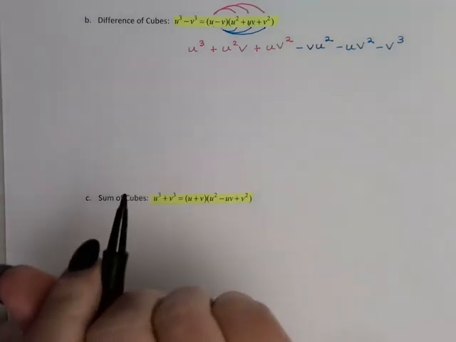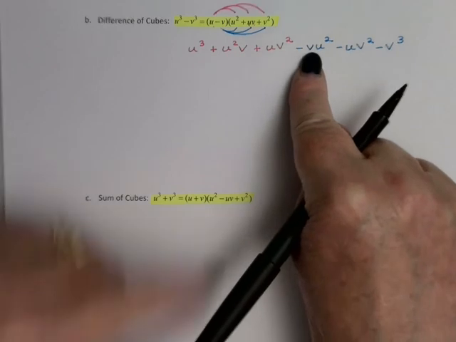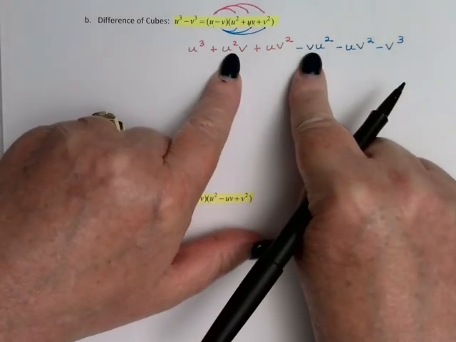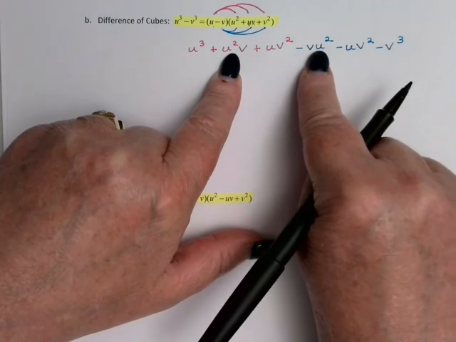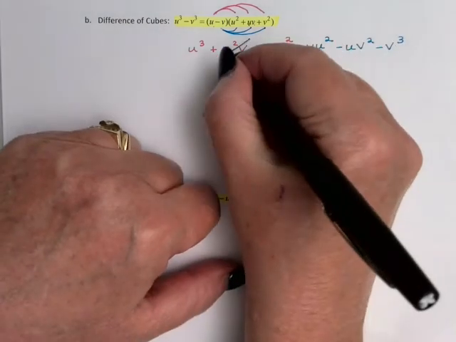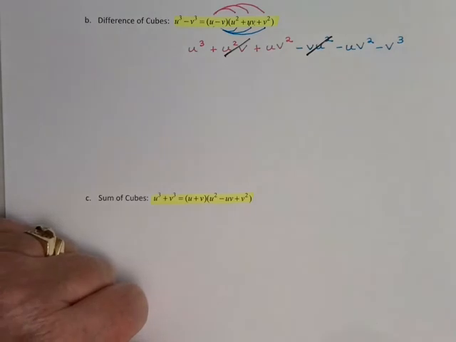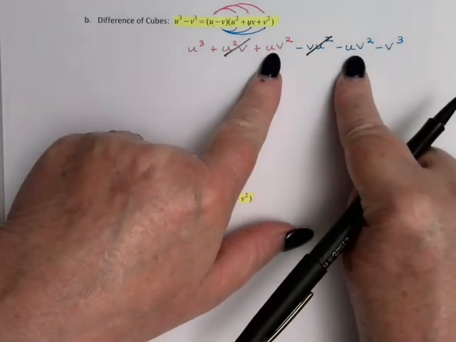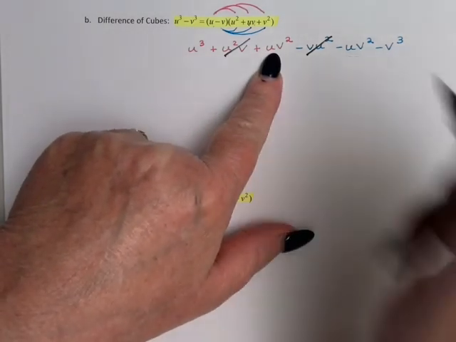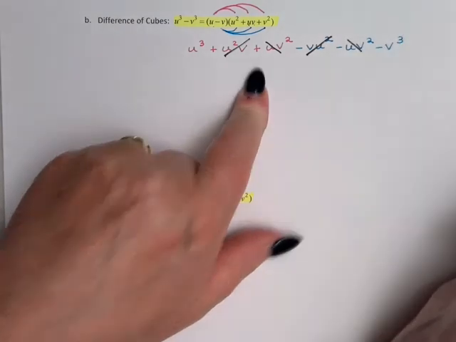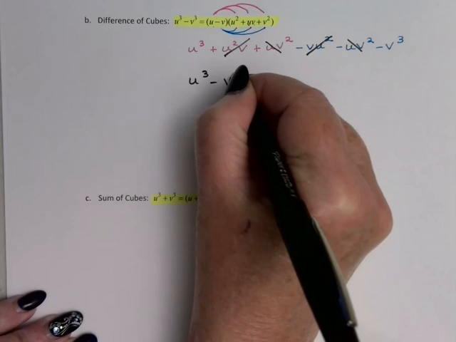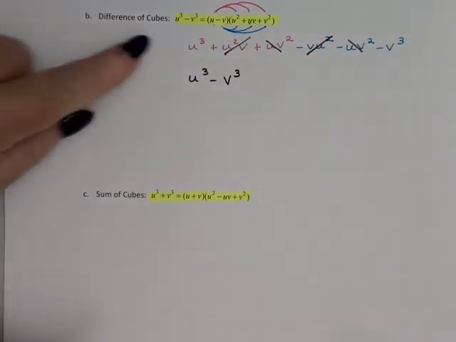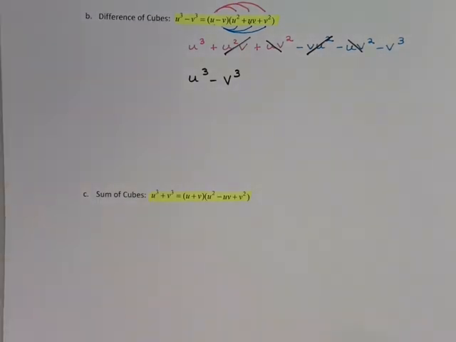I do have some terms that add up to 0. I have a positive u squared v and a negative u squared v. It's just written in the opposite order. So those two add up to 0. And these two as well, positive uv squared and negative uv squared. So all I have left is u cubed minus v cubed, which is exactly what we expected.